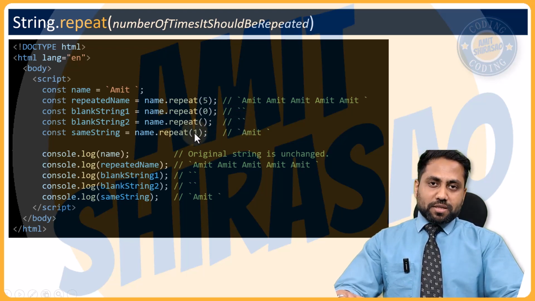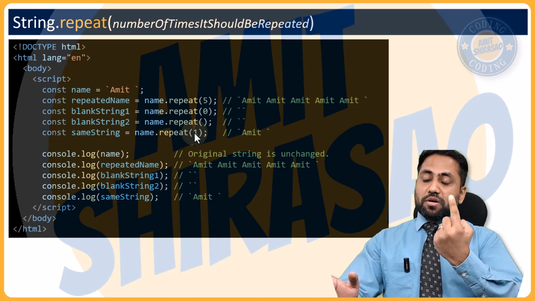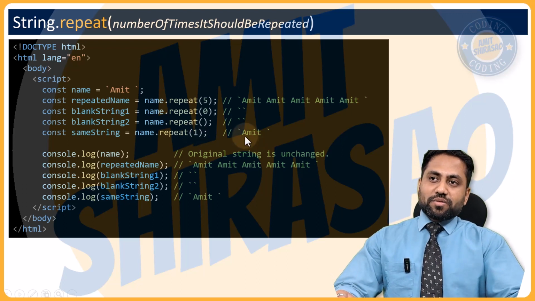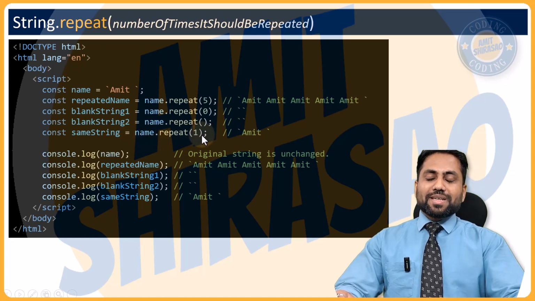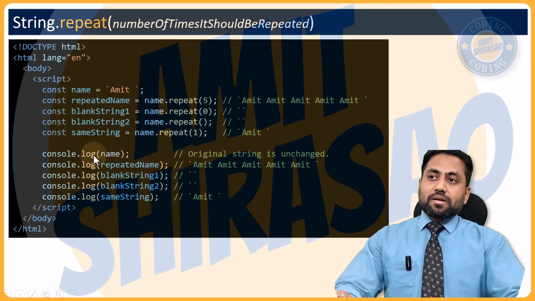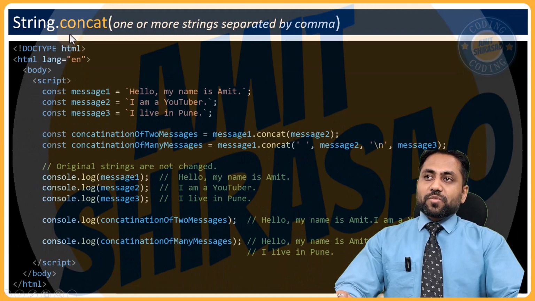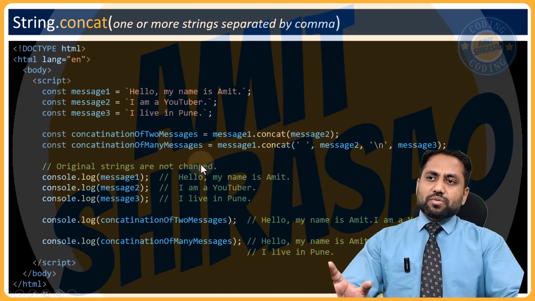If I say repeat 1, the intelligent folks amongst you will ask this question, okay, what if I say repeat, but repeat it only once? Yeah, it's only going to give it once. So it is like, instead of writing name.repeat(1), you can just write name. It's easier, right? Okay, so that's how it is. Concat, I've shown it to you earlier in a great amount of detail. So you get the idea.